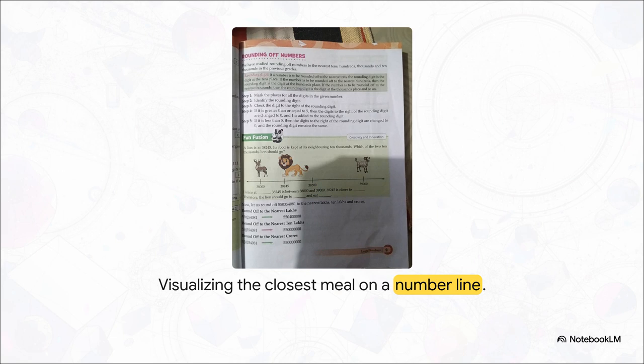The lion is at 38,245. The exact halfway point between his two options is 38,500. And because our lion hasn't reached that halfway mark yet, 38,000 is significantly closer. So it hunts there, saving vital energy. At the end of the day, rounding is simply about finding the most efficient, workable anchor point.